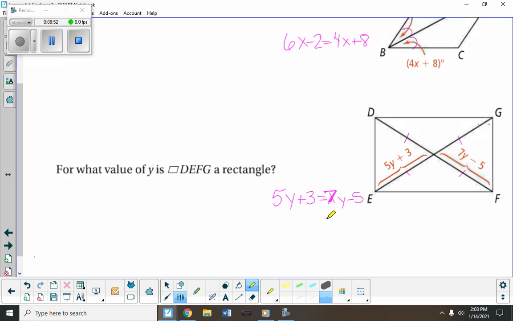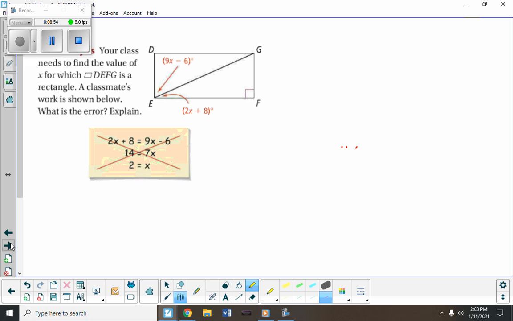And then you would solve for y. All right, the next one says, your class needs to find the value of x for which parallelogram DEFG is a rectangle. The classmates' work is shown below. So what did they do? They set these angles equal to each other. What is the error? That's not the way you would do a problem like that.